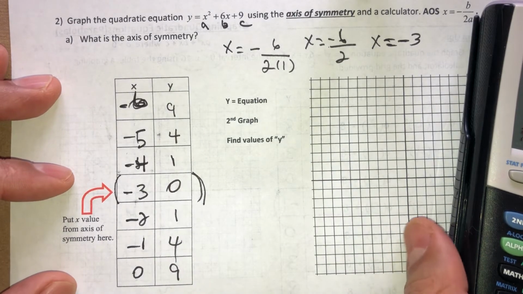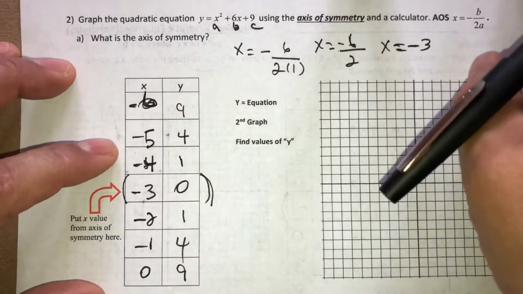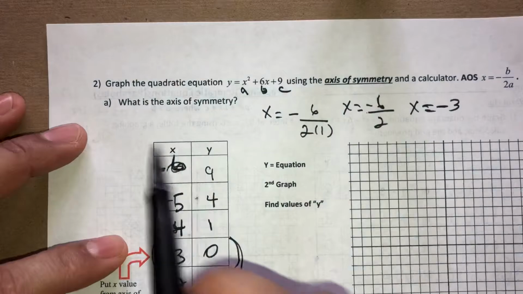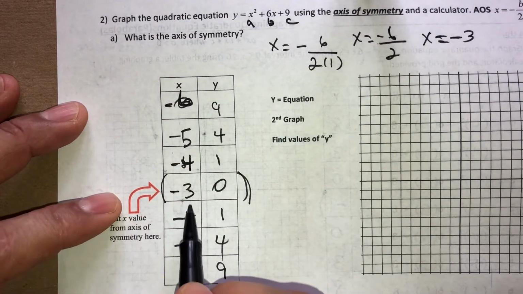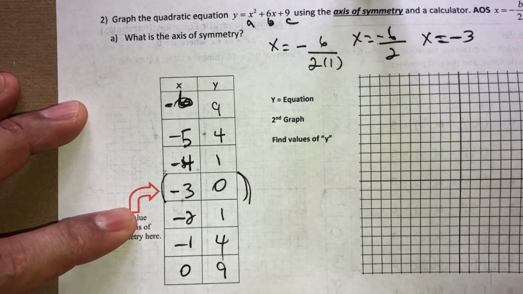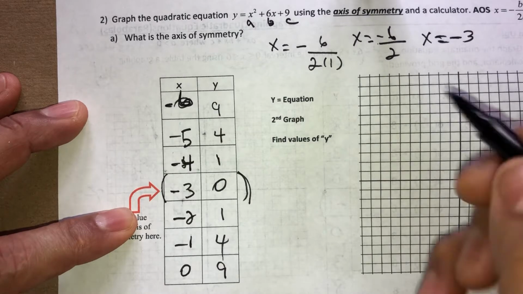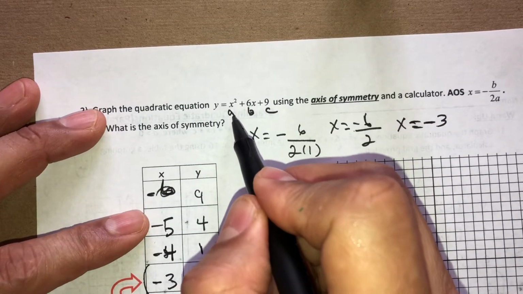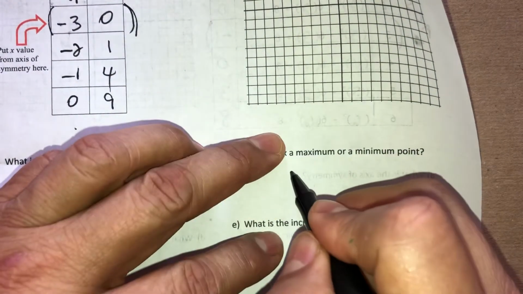So even before graphing, I can just answer these questions right here because I have some information. First of all, the axis of symmetry I know is -3, all right? So what is the axis of symmetry? x equals -3. Now, what is my vertex? The vertex is going to be -3, 0. Okay, so -3, 0. Remember, because it's a happy face, when the value of a is positive, it's going to be a happy face. So that has to be a minimum point, okay? So I can already answer this.